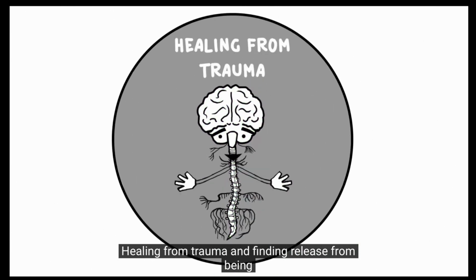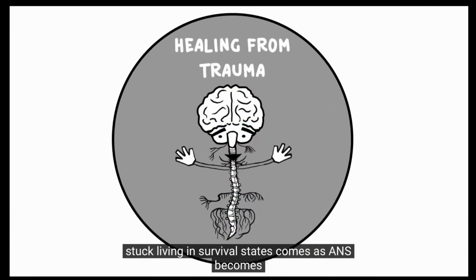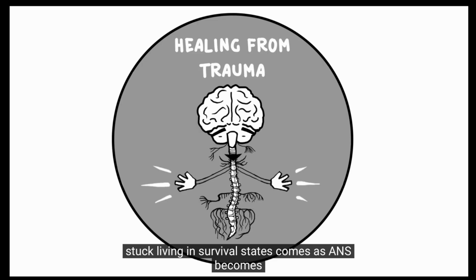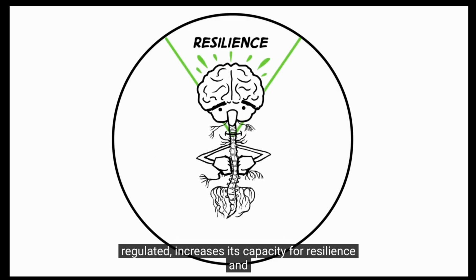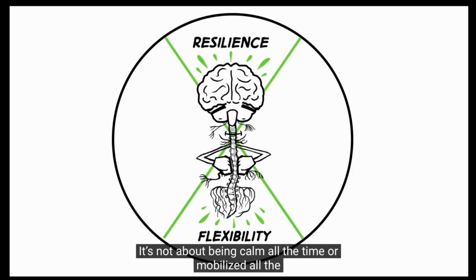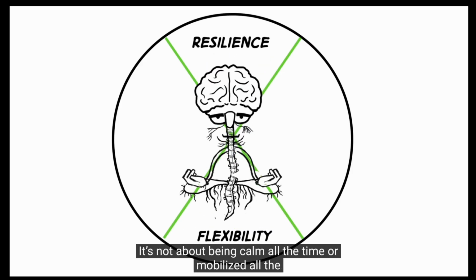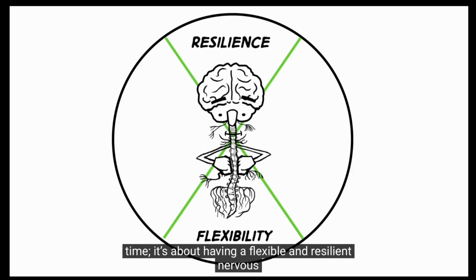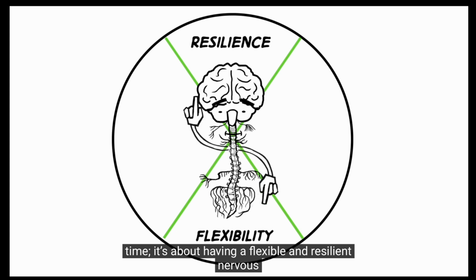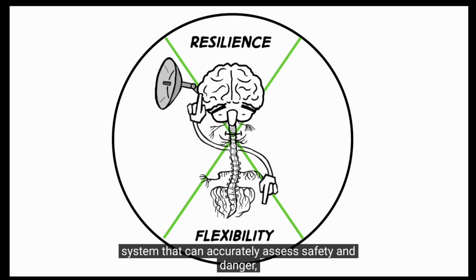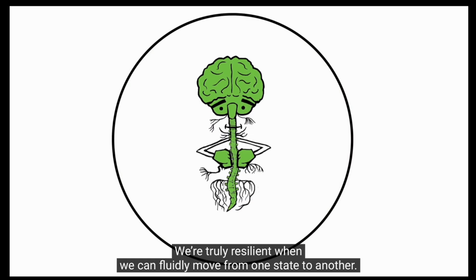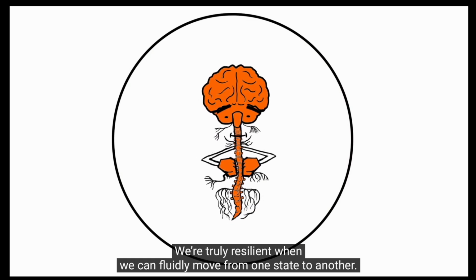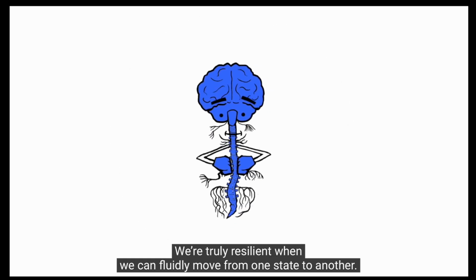Healing from trauma and finding release from being stuck living in survival states comes as the ANS becomes regulated, increases its capacity for resilience, and regains its flexibility. It's not about being calm all the time or mobilized all the time. It's about having a flexible and resilient nervous system that can accurately assess safety and danger and responds appropriately. We're truly resilient when we can fluidly move from one state to another.